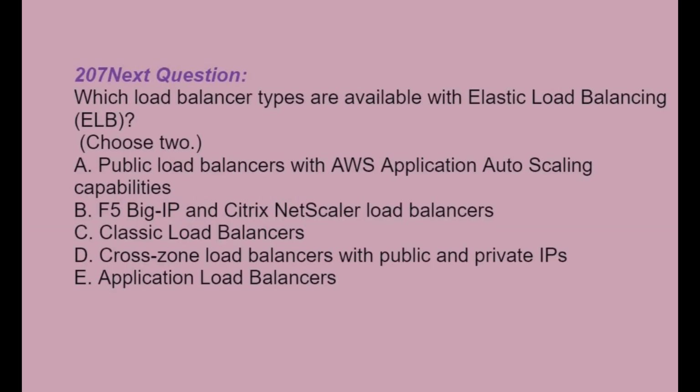Question is, which load balancer types are available with Elastic Load Balancing ELB? Choose two options. Option A. Public load balancers with AWS application auto-scaling capabilities. Option B. F5 Big IP and Citrix NetScaler load balancers. Option C. Classic load balancers. Option D. Cross-zone load balancers with public and private IPs. Option E. Application load balancers. Correct answer is option C and option E.